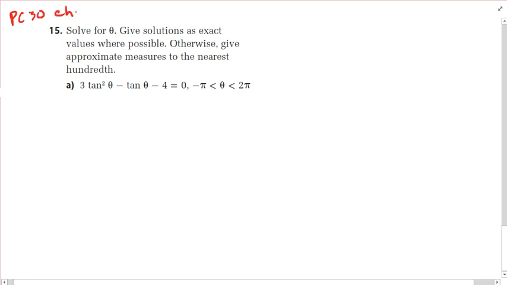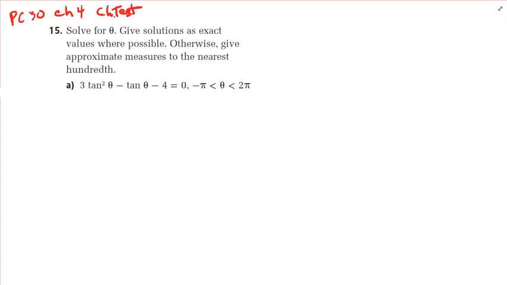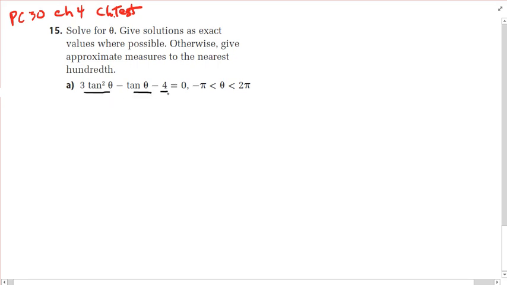This is from the chapter 4 chapter test, and this is obviously number 15A we're going to do. So we want to recognize that this is in the pattern of a quadratic. It's a trinomial, and it would look like this: 3w squared minus w minus 4 equals 0. You see, we have 3 times tan squared minus tan. So tan is our common part there. So if we just substitute a variable in there, this might be a little bit easier to factor.